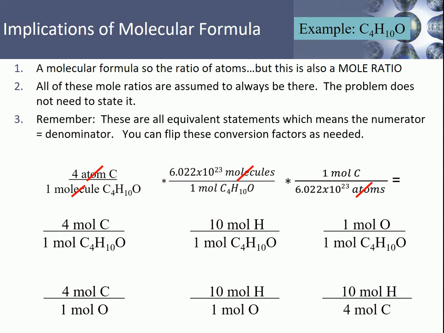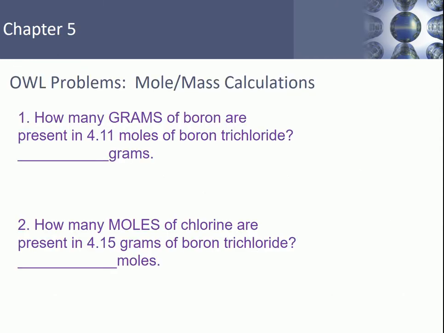And as I mentioned many times, these are equivalent statements, so you flip them as you need them to get the units to work out. In general chemistry and in a lot of problems in life, it's all about the units and getting them to work out. Let's take a look at a problem that puts this into practice. How many grams of boron are present in 4.11 moles of boron trichloride?